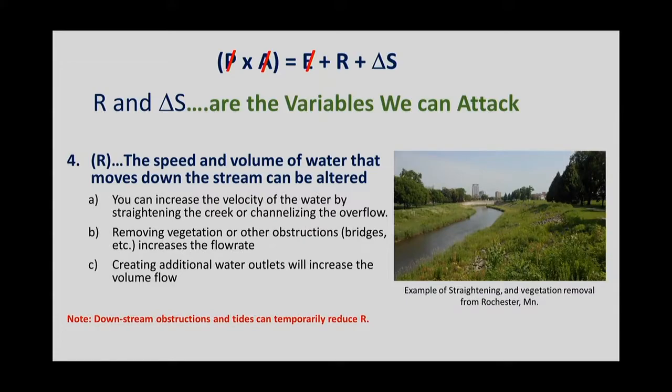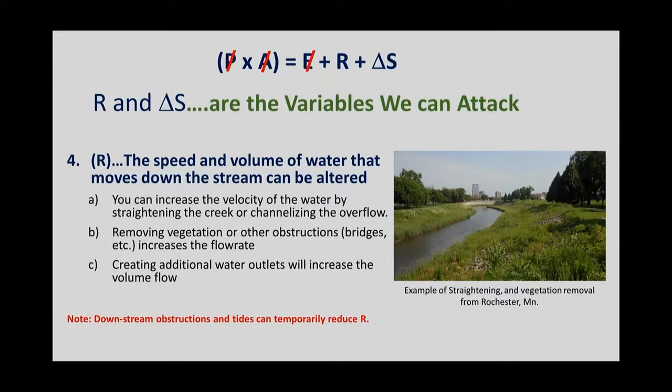For one thing, to help increase the velocity, you can straighten the creek. That is, take out all the curves in the banks, so that the water is not hitting land. It has a nice straight flow through to the outlet. Channelization, you widen it. As the picture shows, it allows you to move a lot more volume faster.